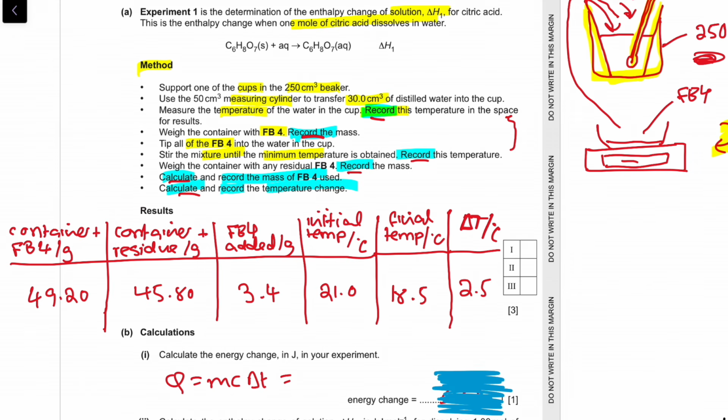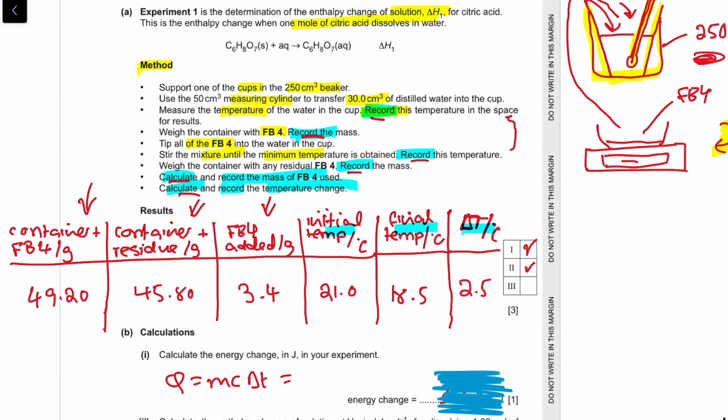our 3 marks are based off of a set of rules. For mark 1, we needed to have the correct headings. So mass of container, container plus residue mass, and the amount of FB4 added, given the correct units, grams. For the second mark, we had to have the initial temperature, the final temperature, and the temperature change all in degrees Celsius. Okay? Technically, change in temperature doesn't really need a unit because change has no unit.